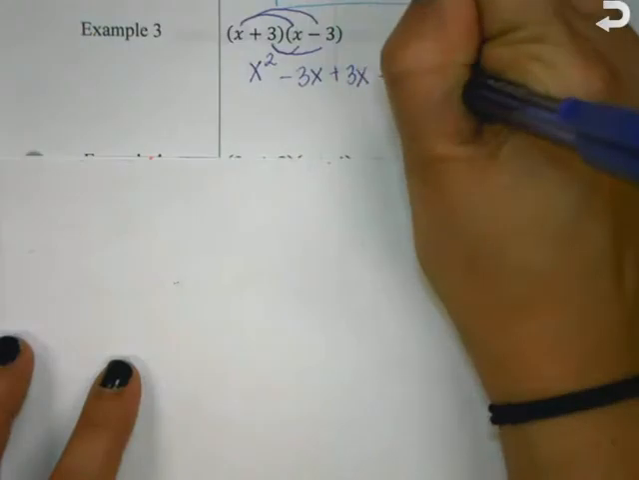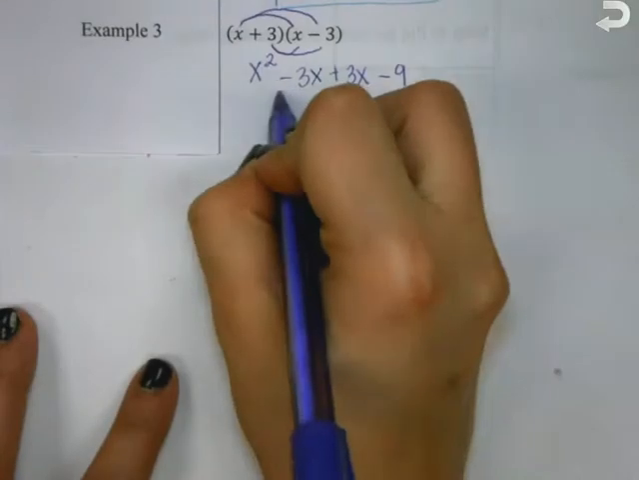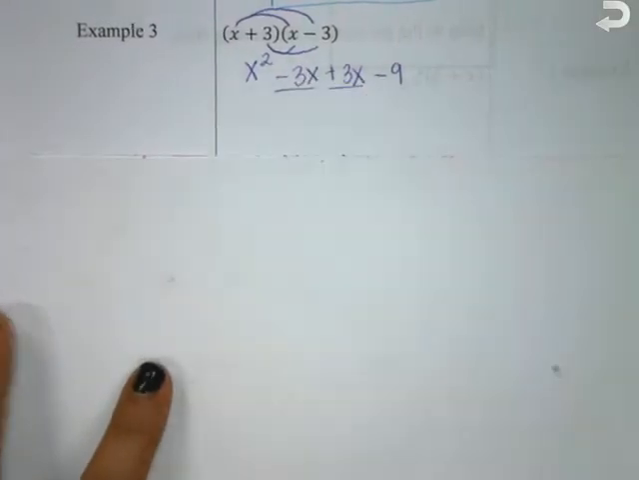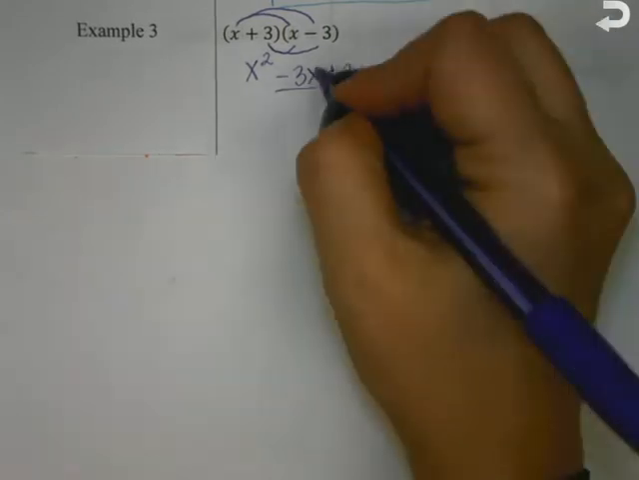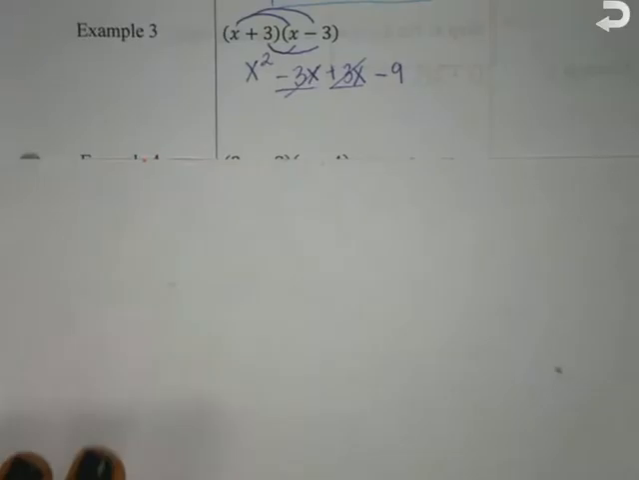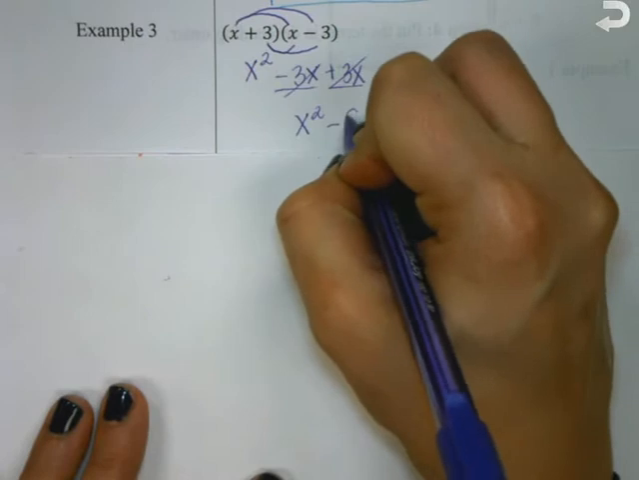How many of you got this far? If you were using FOIL or box, doesn't matter which. Next step is we combine like terms. I have negative 3x plus 3x. What does that give me? Zero. They cancel each other out, so I don't have to write them. So my answer is x squared minus 9. And that's your answer.